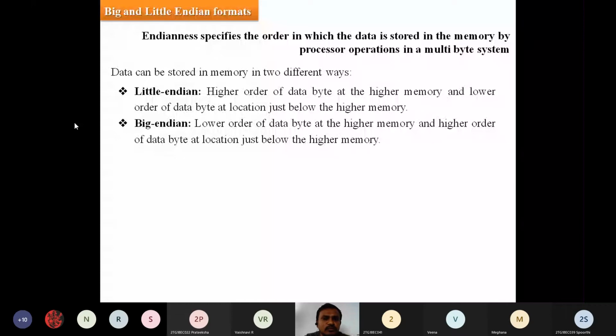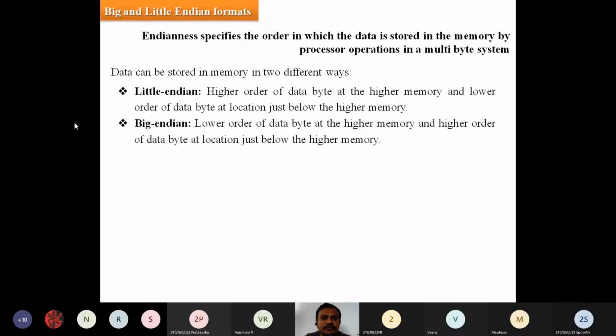Suppose you have 2-byte data. In the 2-byte data, the bytes run from LSB to MSB. The MSB byte, the most significant byte, is called the higher end, and the least significant byte is called the lower end data. So here the lower byte is stored in the lower memory and the higher byte is stored in the higher memory. Such a format is known as Little Endian.